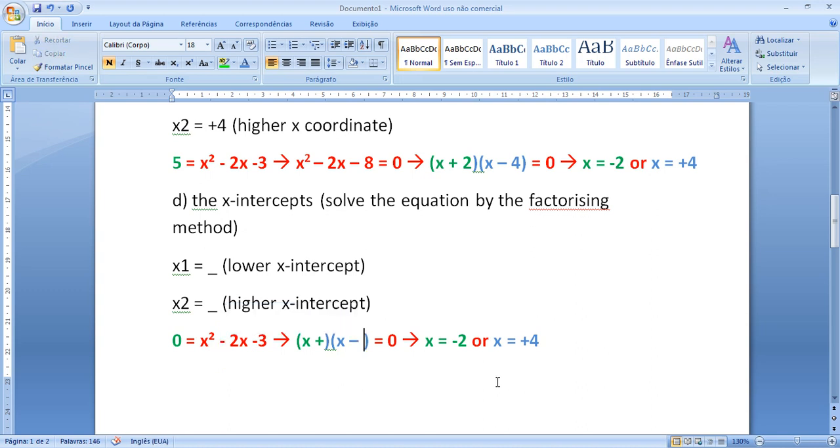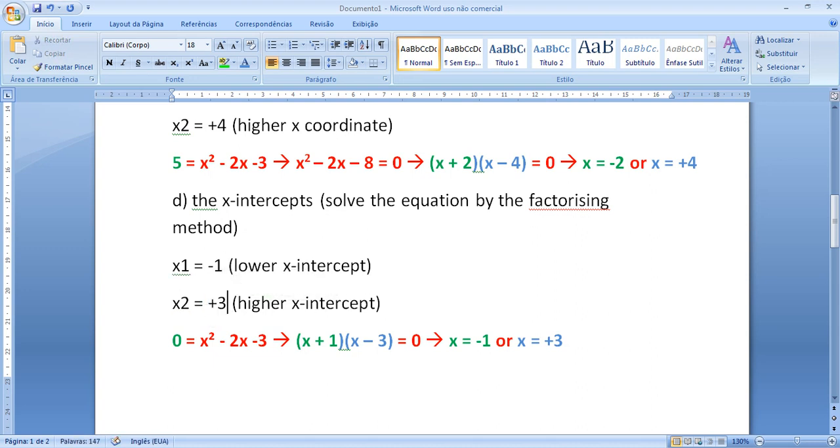It's going to be 1 and 3, the only possibility. 1 times 3 is 3, and plus 1 minus 3 is minus 2. Okay. So x is equal to minus 1, because minus 1 plus 1 is 0, or x is equal to plus 3, because plus 3 minus 3 is 0, and then this is going to be true. So the lower x-intercept is minus 1, and the higher one is plus 3.